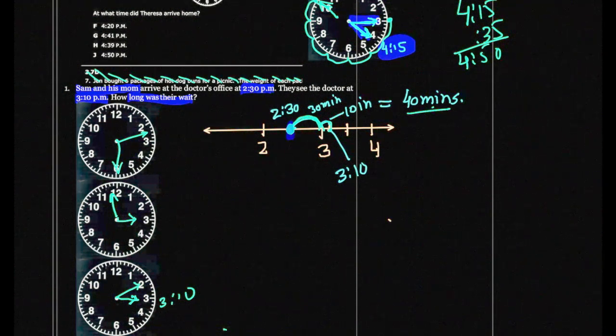If you look at that, the starting time was 2:30, and I'm going to add 30 minutes. If I add 30 minutes, I go to 3 o'clock, and then they were there till 3:10. So that means 10 more minutes. So 30 plus 10 is 40 minutes. So their wait time was 40 minutes.